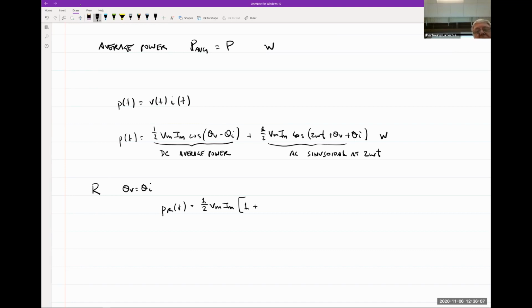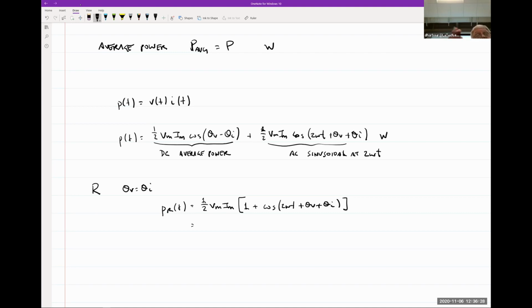And then the second part is just 1/2 Vm Im times cosine of 2 omega t plus theta V plus theta I, where theta V equals theta I. So you're adding the same number twice. We leave it like that to show we have Vm and theta V, we have Im and theta I. So we're just using those numbers.